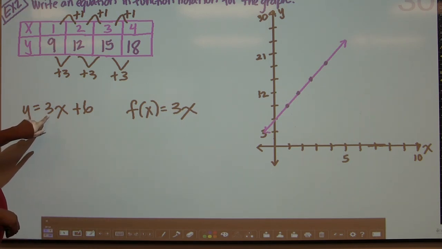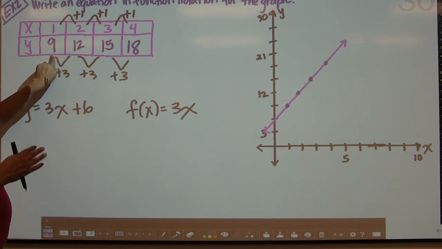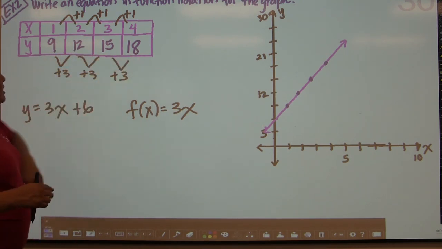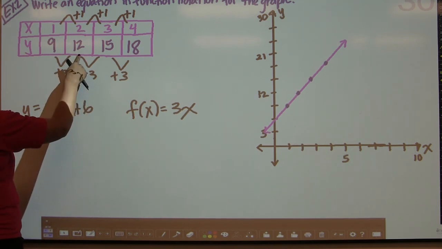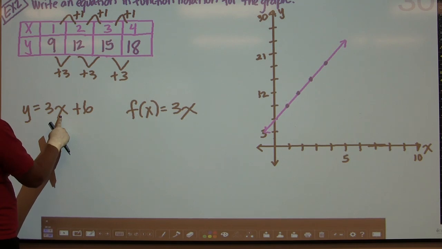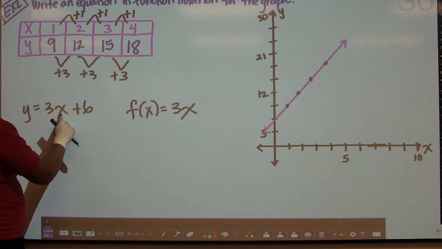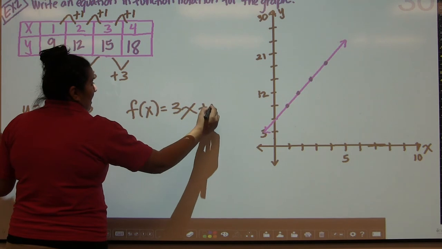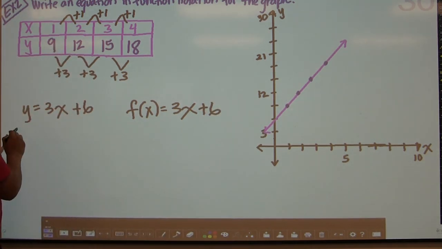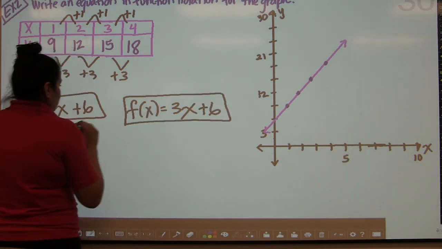Okay, so again, I try the 1 again. So this time if I go 3 times 1, I'll get 3, and then 3 plus 6 is 9. So it worked for that ordered pair. It needs to work for all of them. So now I'm going to try the 2. 3 times 2 is 6, and then 6 plus 6 is 12, so it worked again. 3 times 3 is 9, 9 plus 6 is 15, worked again, and then 3 times 4 is 12, 12 plus 6 is 18. So now it worked for all the points, so now we can pretty much safely say that our function is going to be 3x plus 6, or f of x equals 3x plus 6.